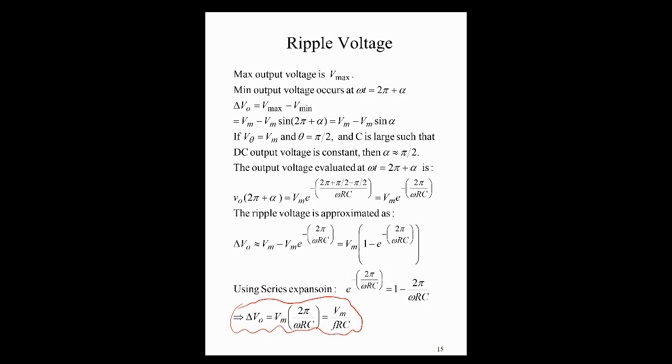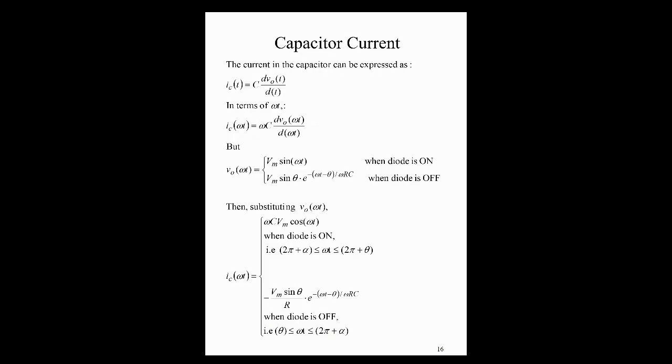What this is telling us is we can minimize the ripple by increasing our resistor or increasing our capacitance, right? So any of those two can be increased so as to realize a reduction in your ripple. Also, if the frequency is increased, then you'll be able to realize that reduction in the ripple.